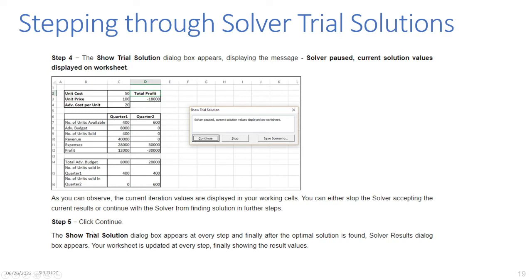So let's continue. We click the Continue button, and the Show Trial Solution dialog box appears at every step. So this will be updated and you can always click Continue. Then the Solver Results dialog box appears. Your worksheet is updated at every step, finally showing the result values. So the values here will be changing and you will see the value of profit.